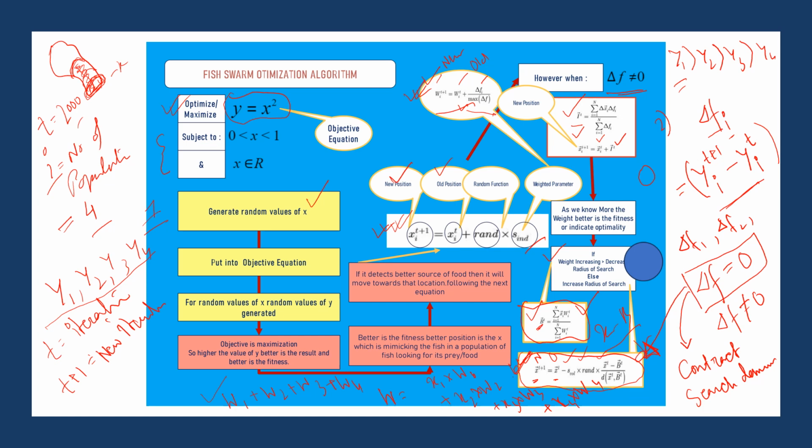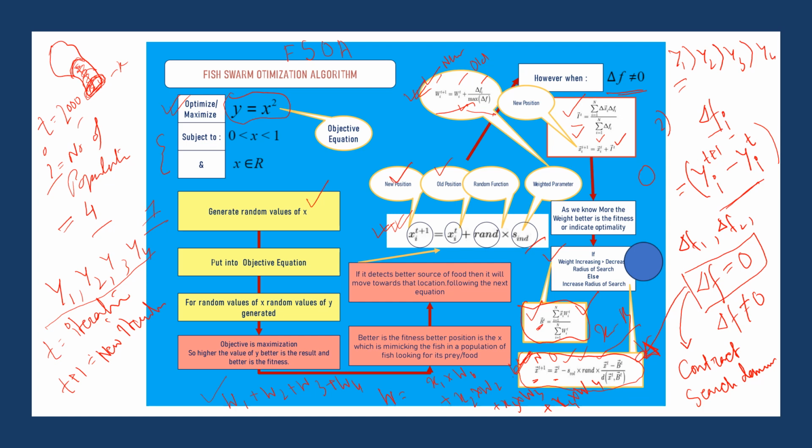Okay. So after then, what will happen? This objective is maximization. So the higher the value of y, the better is the result, the fitter is the result. Now after randomly generating the values of x, we will now generate the new values of x as per the fish swarm optimization algorithm. It is also written in short as FSOA.